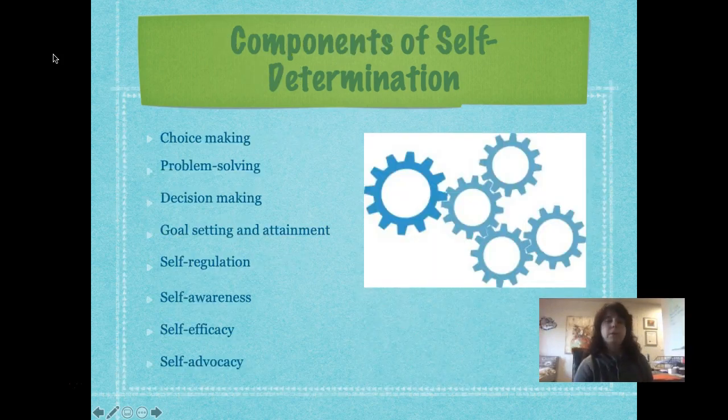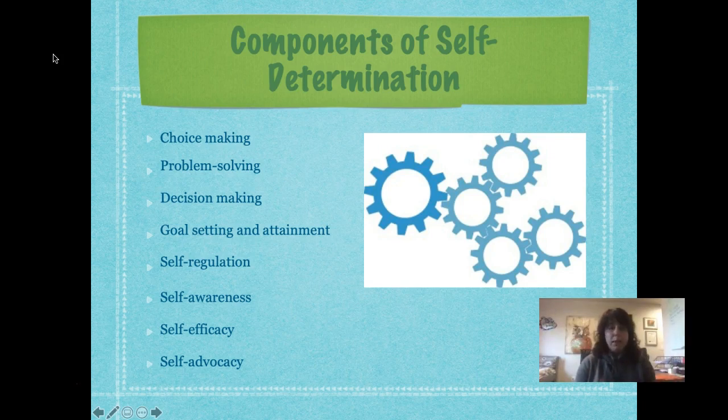So what are the components of self-determination? I've done a lot of research studies, and this is a term that's often misunderstood because there are so many components of it. Here on the screen are several of the components that go into self-determination. In a nutshell, it is making sure that an individual is a causal agent in their own life. So they're making their own decisions. They're not doing what others want them to do, but they're doing what they want to do.